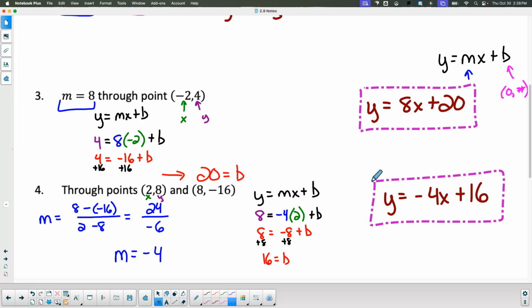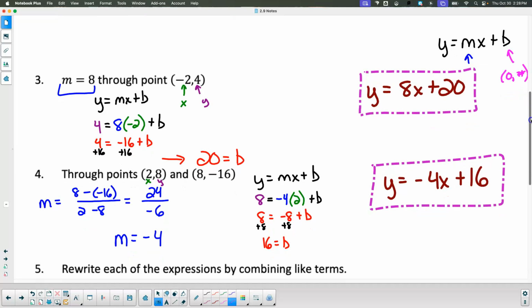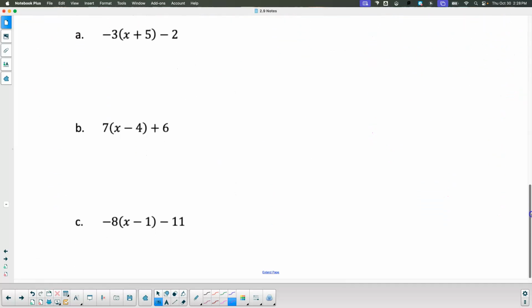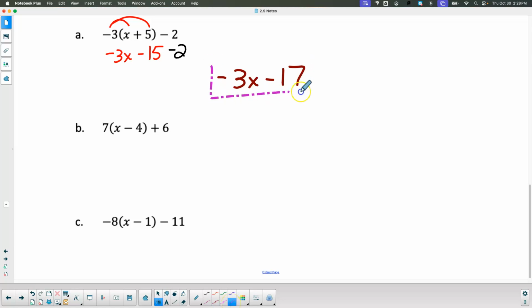Okay. In number 5, it asks you to rewrite the equations by combining like terms. So I'm going to distribute in that negative 3, and I get negative 3x minus 15. Then this minus 2 stays along for the ride, so this one would be negative 3x minus 17.